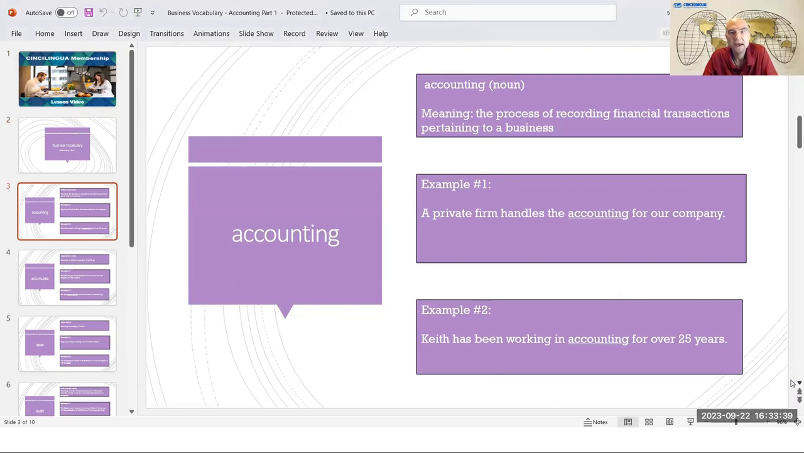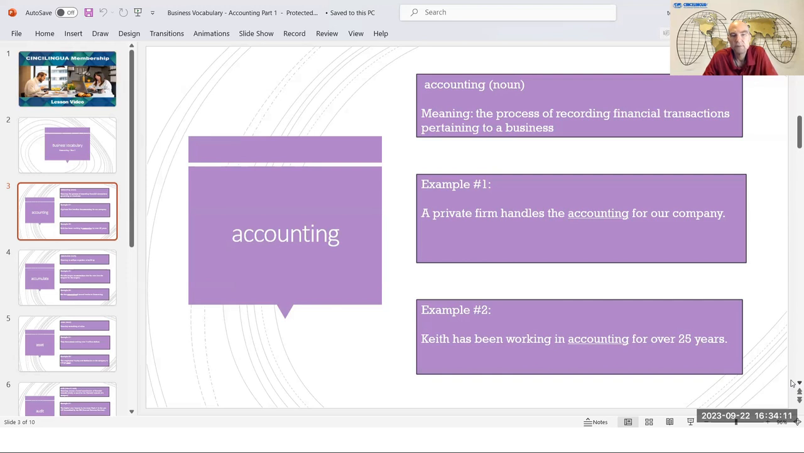First word that we have here today is accounting, which is appropriate for this lesson video. And it is a noun. Accounting is a noun, and it's the process of recording financial transactions pertaining to a business. Okay, the process of recording financial transactions pertaining to a business.